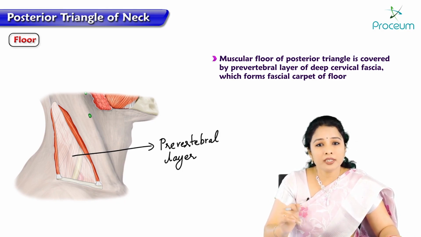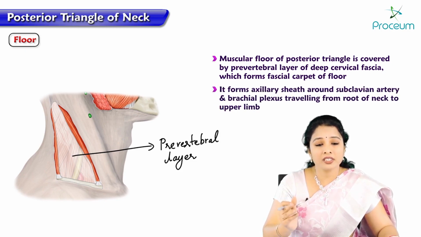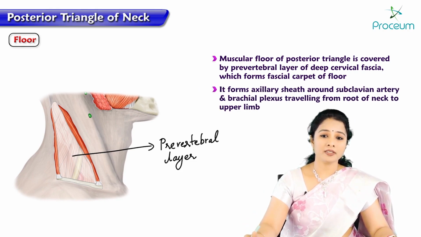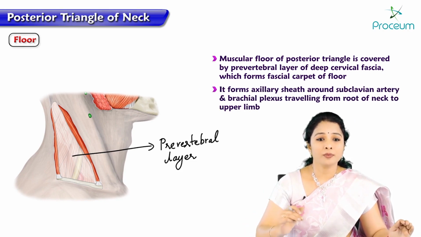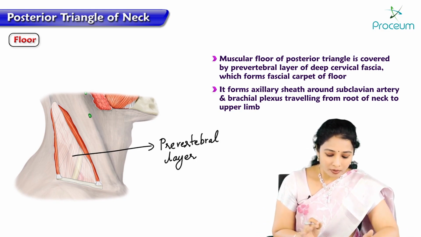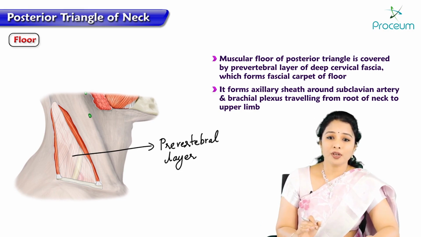And this prevertebral layer of deep cervical fascia forms a sheath, the axillary sheath, around the subclavian artery and brachial plexus, traveling from the root of the neck to the upper limb. So that was about the prevertebral fascia, which also takes part in the formation of the floor.